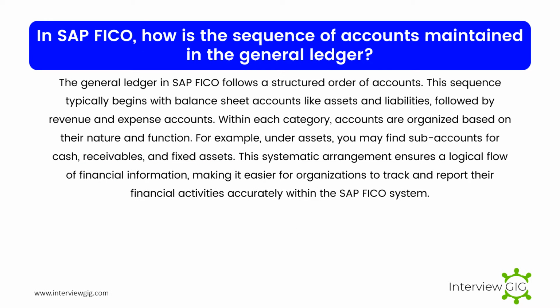In SAP FICO, how is the sequence of accounts maintained in the general ledger? The general ledger in SAP FICO follows a structured order of accounts. This sequence typically begins with balance sheet accounts like assets and liabilities, followed by revenue and expense accounts. Within each category, accounts are organized based on their nature and function. For example, under assets, you may find sub-accounts for cash, receivables, and fixed assets. This systematic arrangement ensures a logical flow of financial information, making it easier for organizations to track and report their financial activities accurately within the SAP FICO system.